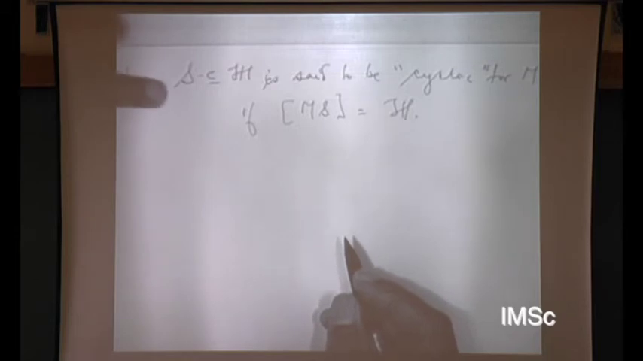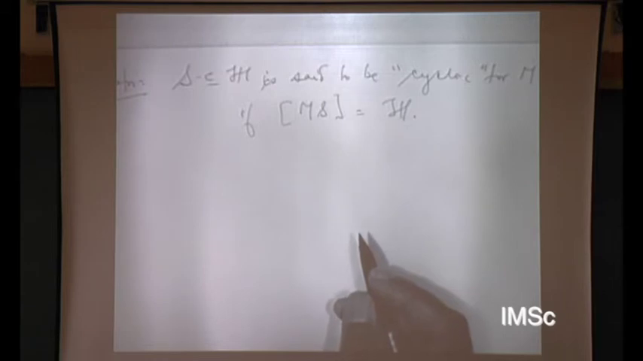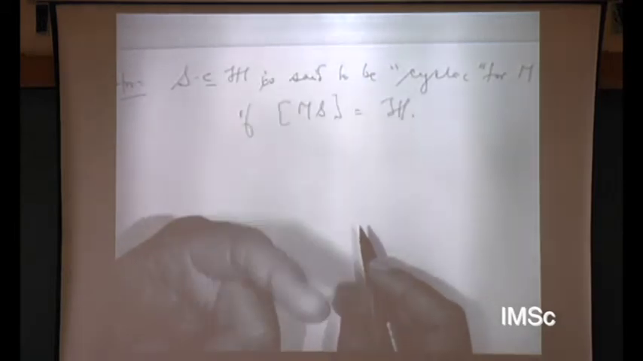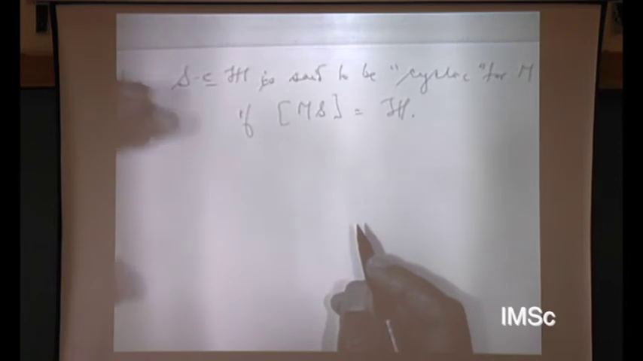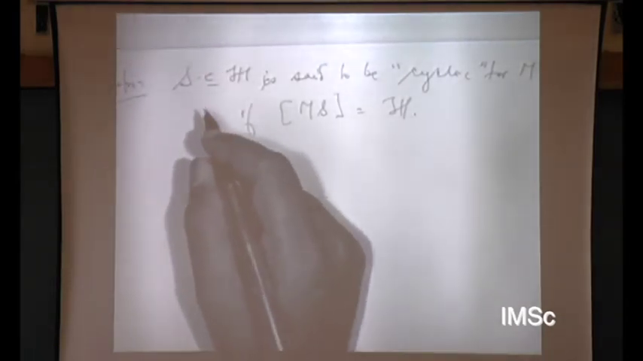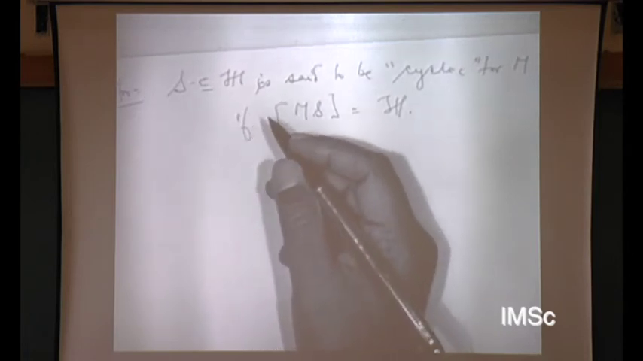It's just a set of vectors. Our interest later will be in the case where S is actually a singleton set, one vector, in which case we'll call it a cyclic vector. So we've already been using that language from the first day. So we will talk about cyclic vectors, but more generally we can have cyclic sets.